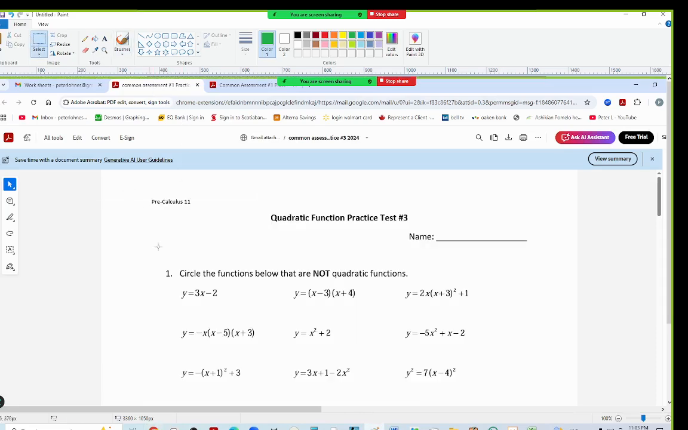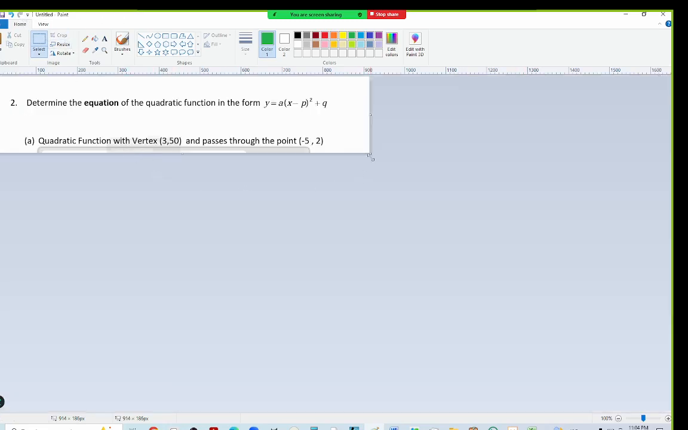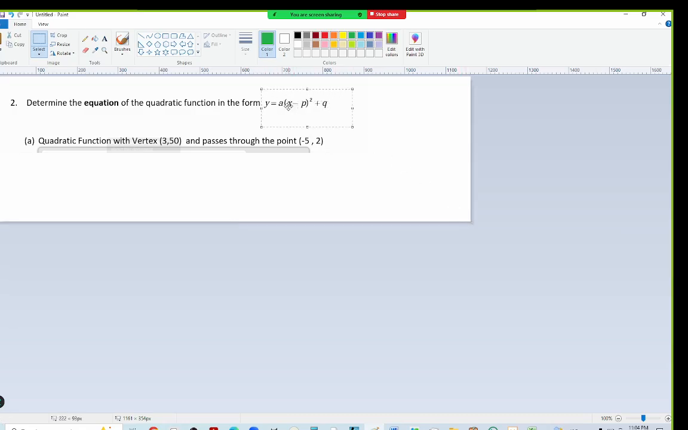I do, yes. You substitute what you know. Yep, the vertex in, and then the x and y values. You got it. So this 3 is the reason they put the minus p in the formula, to remind you that if it's positive 3, it's now negative 3. And this 50 just goes down here at the q.